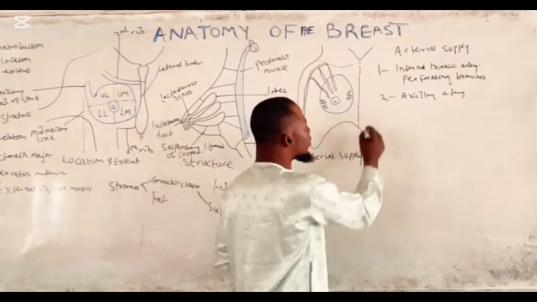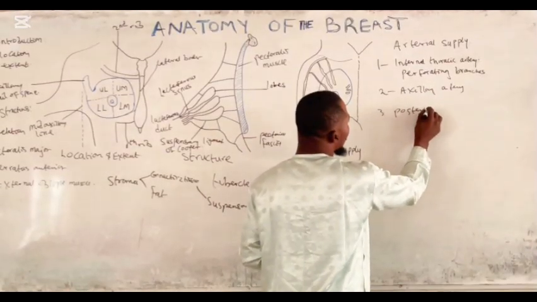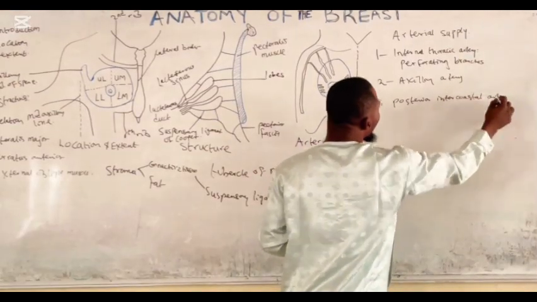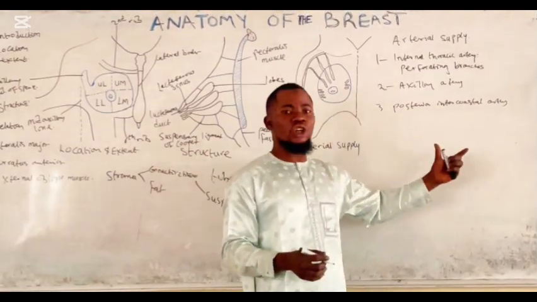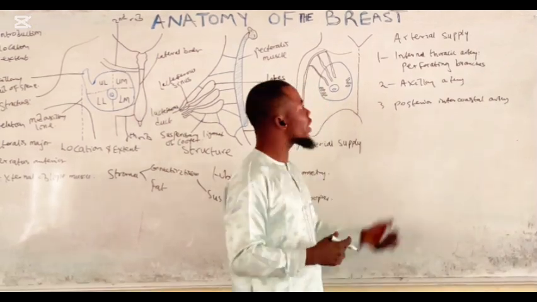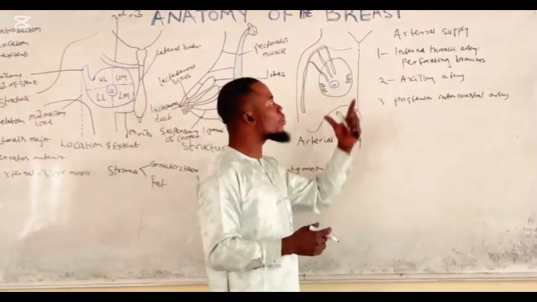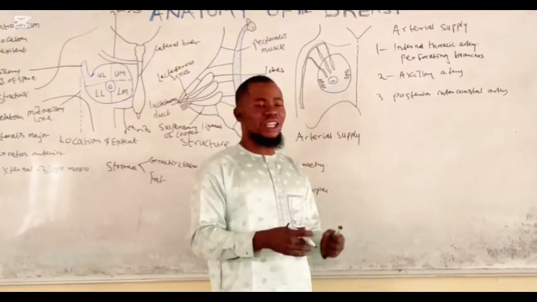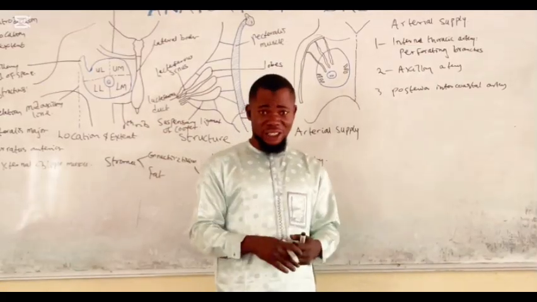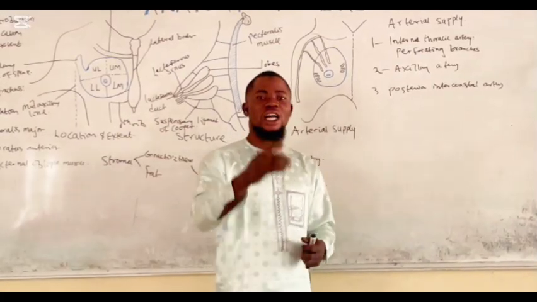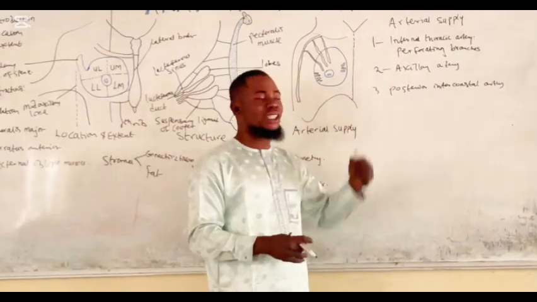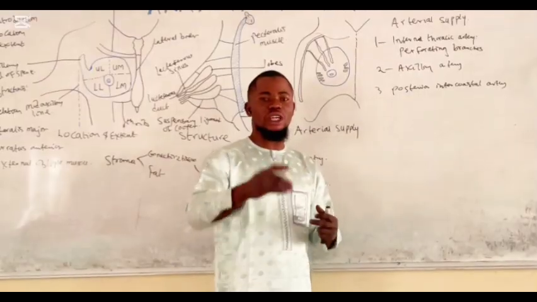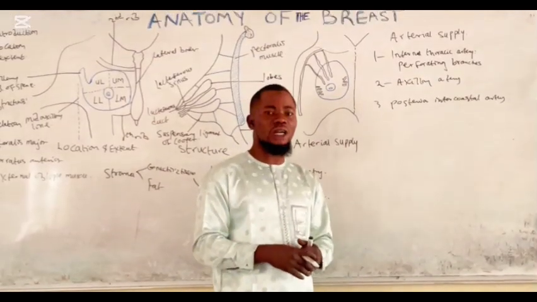And lastly, it is supplied by the posterior intercostal artery through its lateral branches. So these are the arterial supply to the breast. It is supplied by the internal thoracic artery through the perforating branches, supplied by the axillary artery through the superior thoracic artery, the lateral thoracic artery, and the thoracoacromial branch of the axillary artery. It is supplied also by the posterior intercostal artery through its lateral branches.